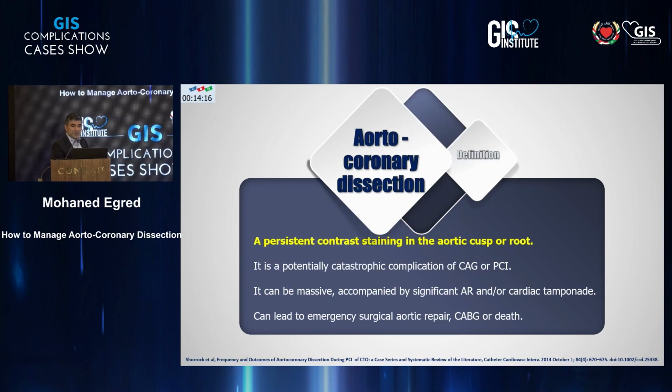It's no surprise. It's persistent contrast staining in the aortic cusp or root. We all have probably seen it, and we all have dealt with it. And it is potentially catastrophic, because it depends on where the dye goes and how it affects the aortic valve. It can lead to really severe AR. It can lead to cardiac tamponade, depending on where the dissection and the effect on the aorta happens. And it can lead to emergency surgical aortic repair, bypass, and on rare occasions even death, if it's not treated correctly and efficiently.